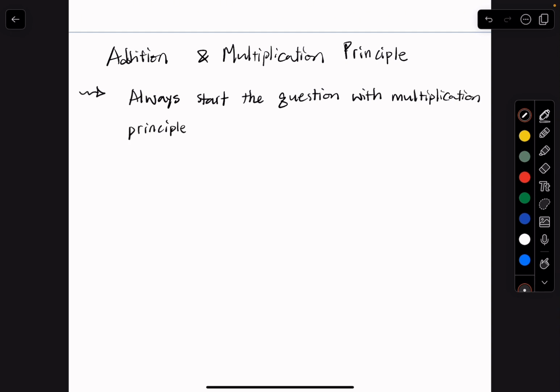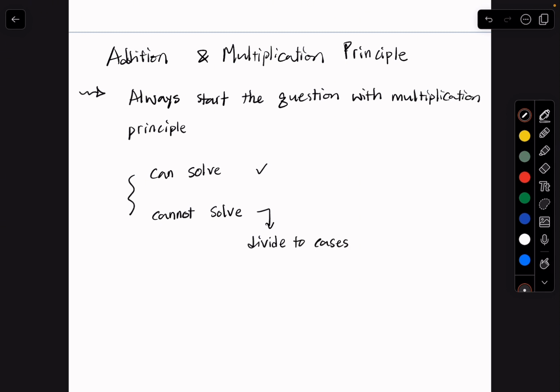But what if multiplication principle doesn't work? Then this is the time you should think about addition principle, which you might need to divide the question into a few cases. So here, let me write down the basic process you should follow. So you should try multiplication principle first and see if you can solve the question. If you can solve it directly, that's the best. But in other situations, you might not be able to solve it by just using multiplication principle. So now, I should try to divide the question into a few cases and focus on each case separately. So this is basically addition principle.